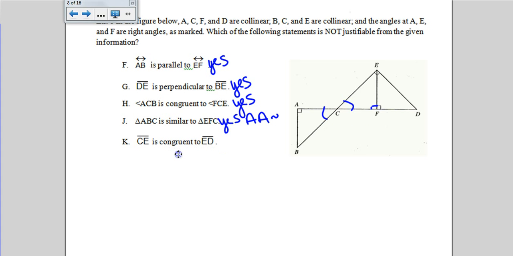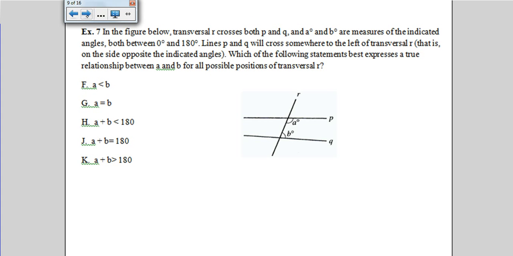And then CE is congruent to ED. Let's look at that. Here's CE, and here's ED. And while you might think those are congruent, there's no actual information or postulate that we can use with the given information that will prove them congruent. We don't have enough of that information. We need to know something else about an angle or one of the sides. So this is the one that we can't necessarily say is true. That was a thinker. Okay, next problem.